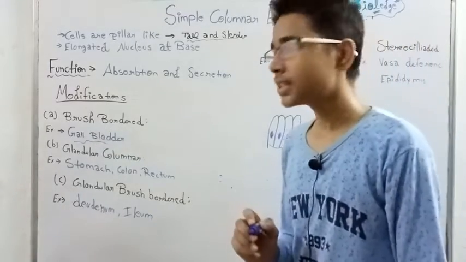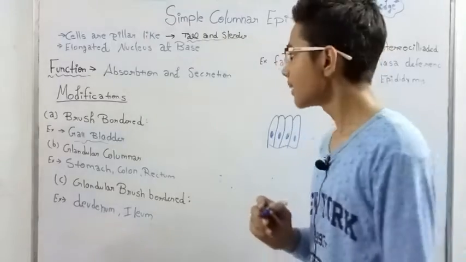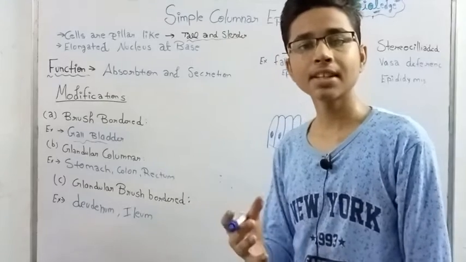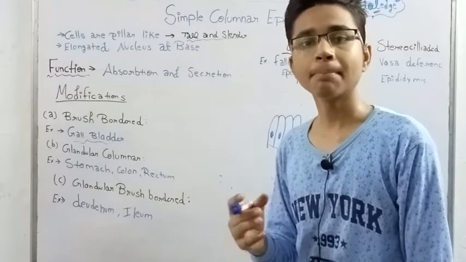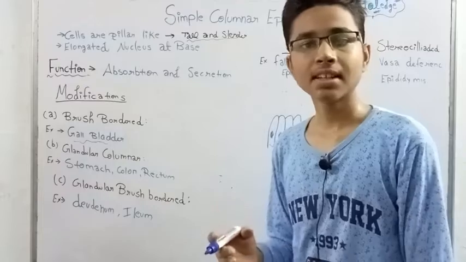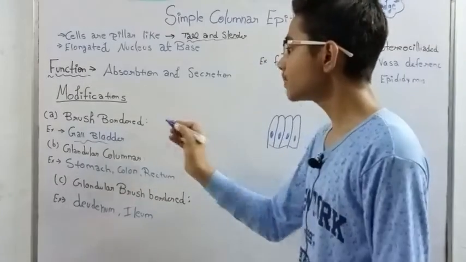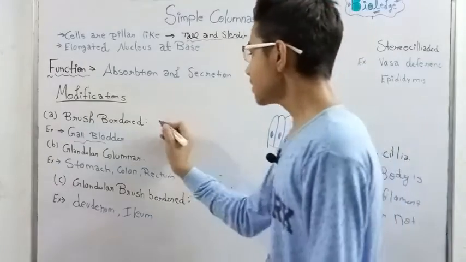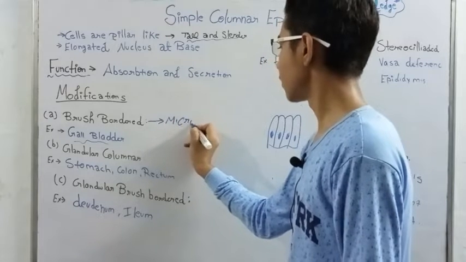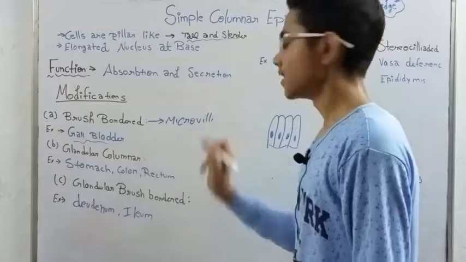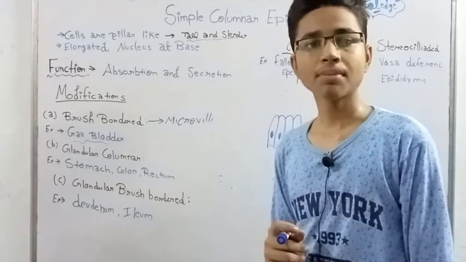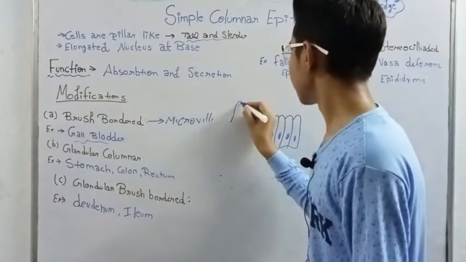Let's discuss something about their functions. Their function is mainly absorption and secretion. Let's discuss the modifications of them. Modifications are basically on the apical surfaces. Apical surfaces may be generated with cilia, microvilli, or another important one like flagella. So the first modification we have is brush bordered. In the brush bordered epithelium, we have the presence of microvilli. Students, as we know, microvilli are protoplasmic projections of the outer membrane, and they look something like that.